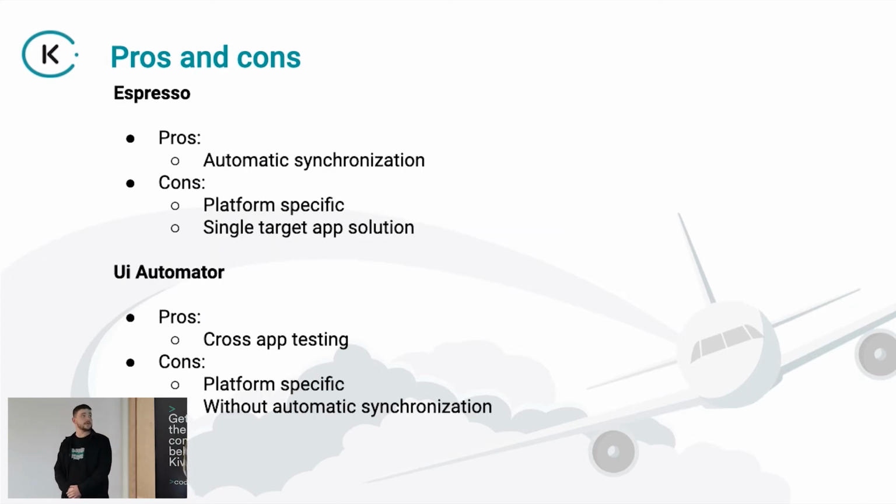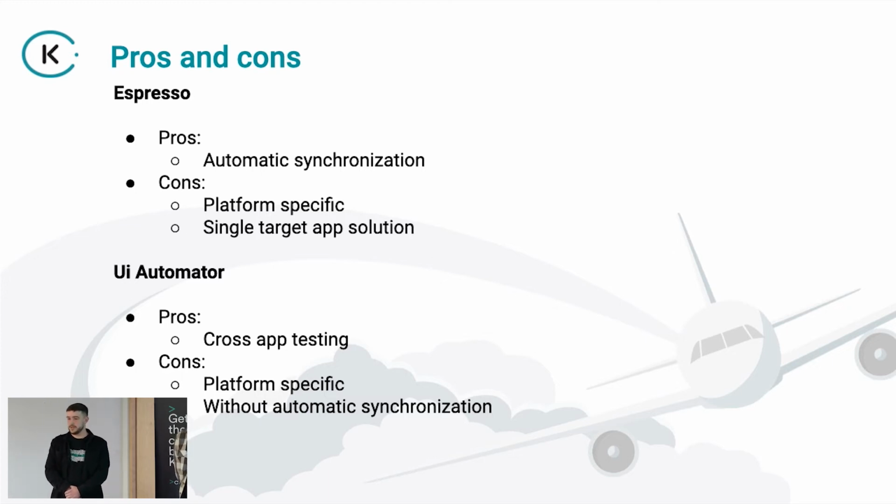Then we have Espresso. Espresso is a framework for Android tests. It allows us to test the Android app. The main advantage is the automatic synchronization. So the test knows by itself when it can continue or if it should still wait for some action and stuff like that.